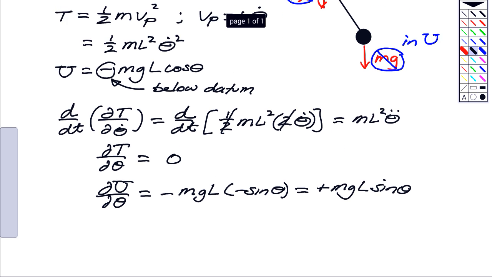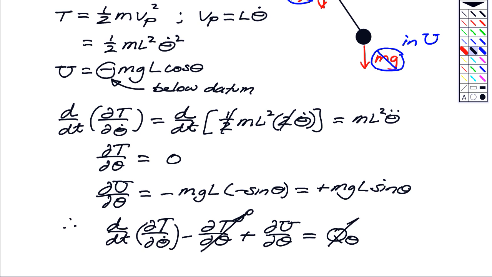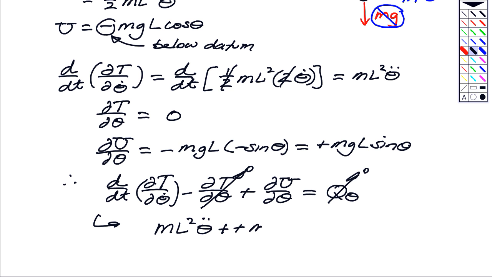So therefore, Lagrange's equation: d/dt of partial kinetic energy with respect to theta dot, minus partial T with respect to the angle theta, plus partial U with respect to the angle, is equal to Q theta. We saw that these two terms are gone. And so our Lagrangian formulation gives us the following differential equation: mL squared theta double dot plus mgL sine theta is 0.